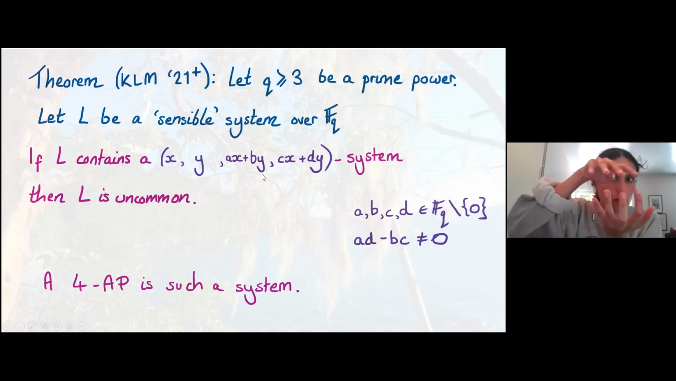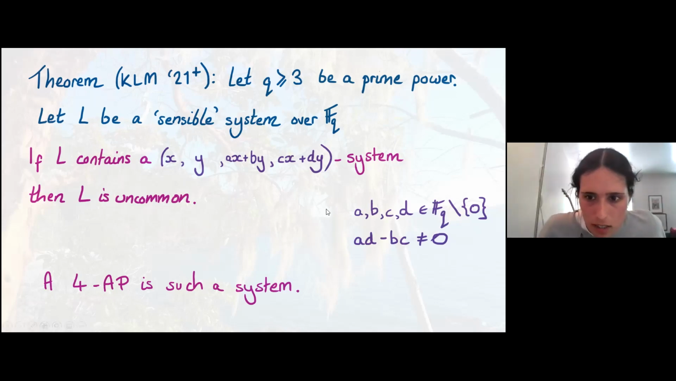Essentially, this is practically all pairs of equations on 4 variables. You want A and B and C and D to be non-zero, and you want AD minus BC to be not equal to 0. But this says you've got this huge family of systems.